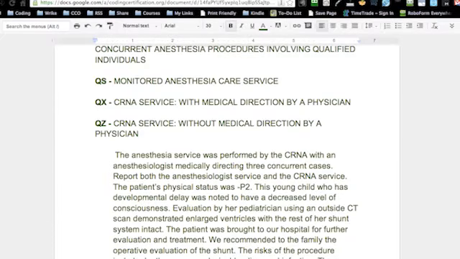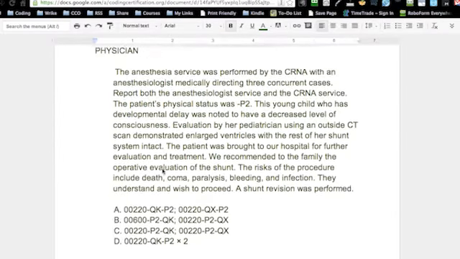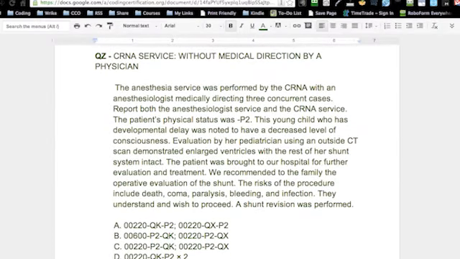Okay, then QZ, CRNA service without medical direction by a physician. And I think wound care clinics or maybe even pain centers probably deal with that a little bit.